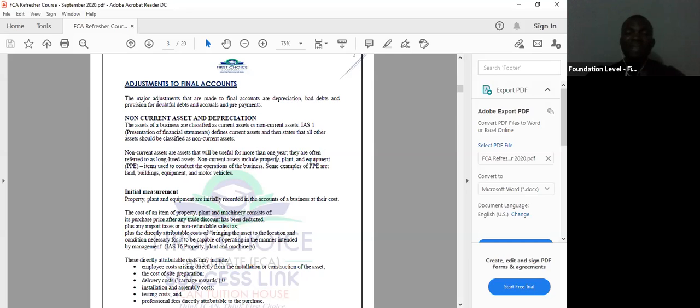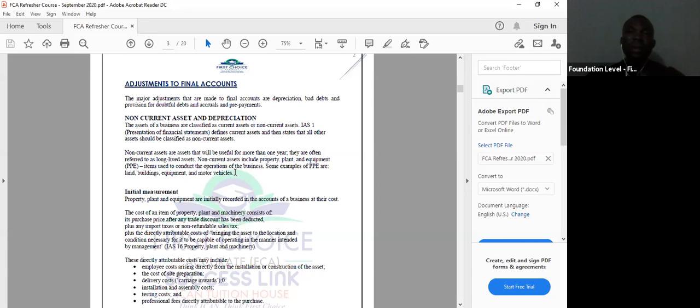Now, non-current assets are assets that are useful for more than one year. They are often referred to as long-life assets. It means they are assets that stay for a long period of time, some for 3 years, 5 years, 7 years, 8 years, 10 years, 20 years. They still bring economic resources to the entity for a reasonable number of years. If that is the case, there is a particular treatment that goes in line with it according to IAS 16.